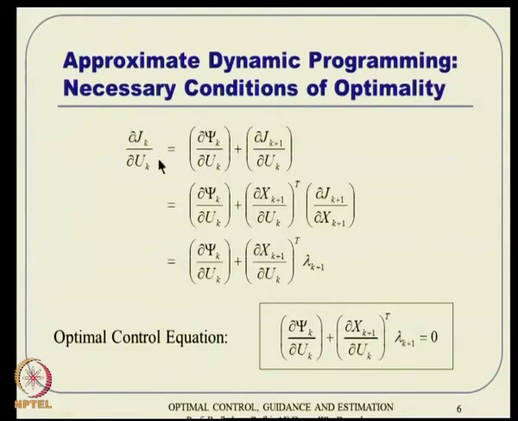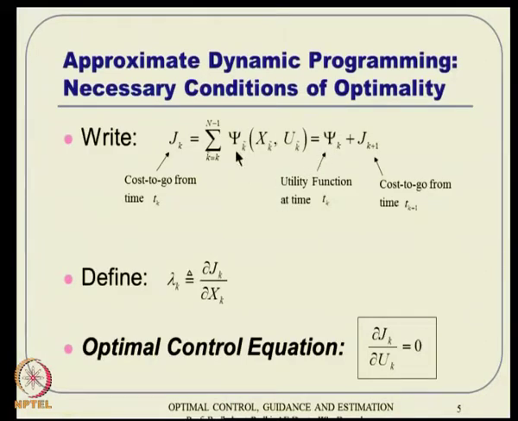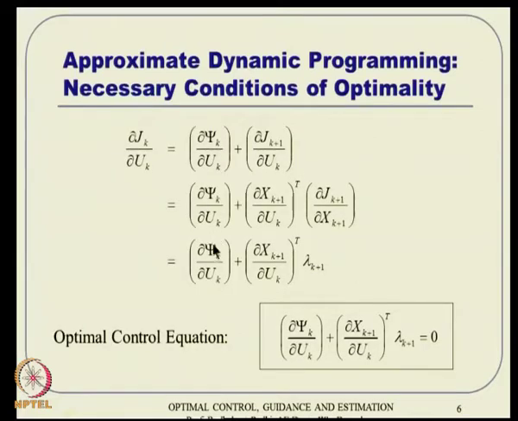So, this partial derivative ∂J_k/∂u_k is nothing but this term plus this term. This term I will keep as it is, because psi_k is something that I know from the cost function definition. So, that will be a direct derivative sort of thing. So, I will keep it that way.